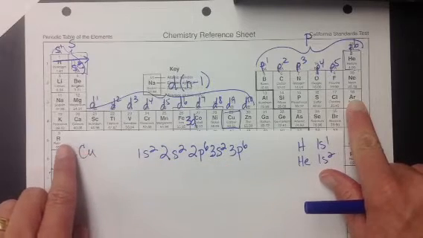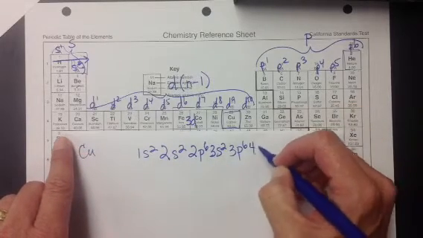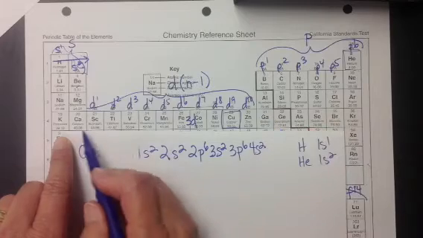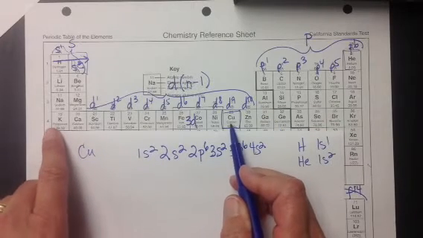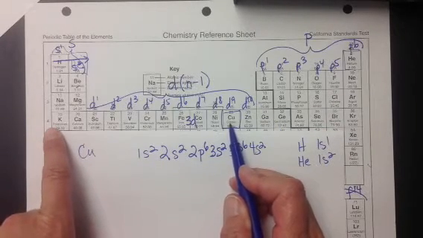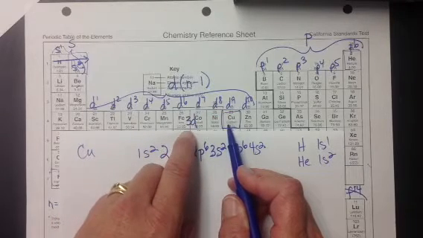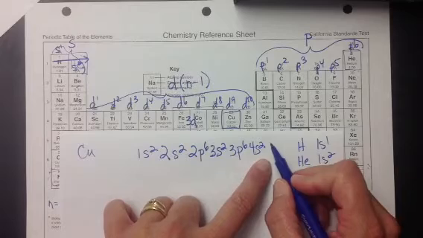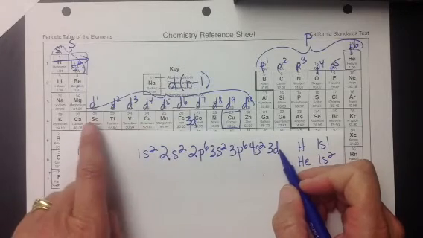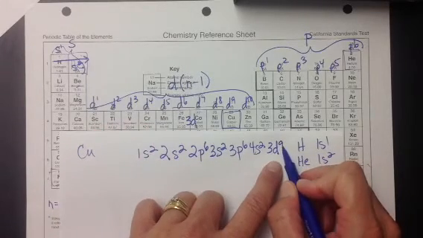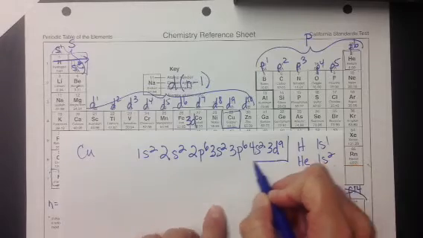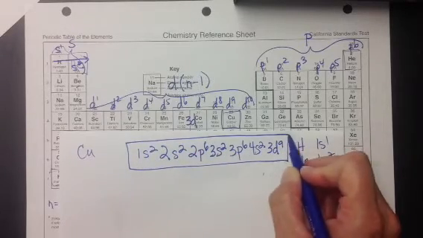And then I go down to my fourth energy level, which would be 4s2. And then to get over to copper, you might be tempted to write 4d9. But remember, when you move into the d block, you have to subtract 1 from that energy level. So it's actually 3d, and if I count over, it would be 3d9. So this is the electron configuration for copper.